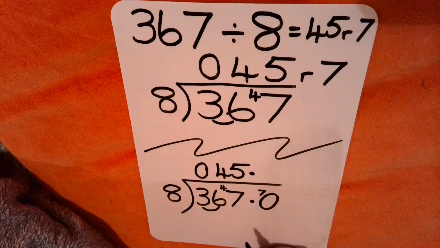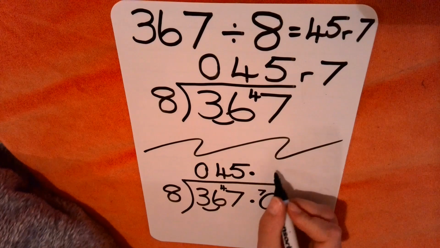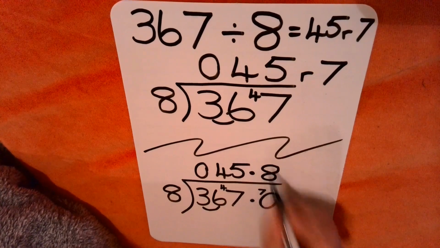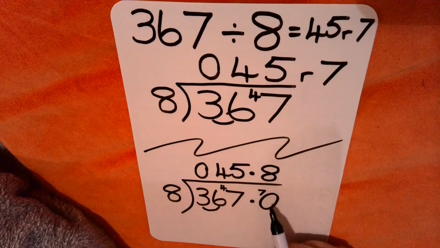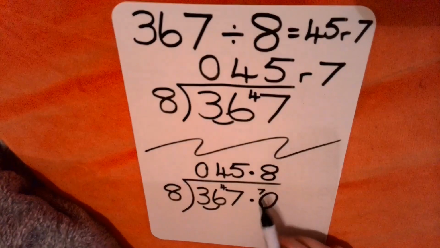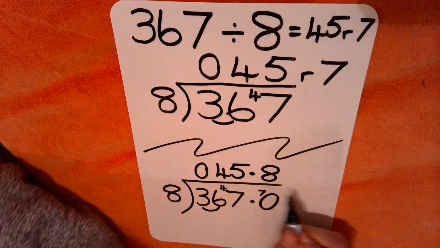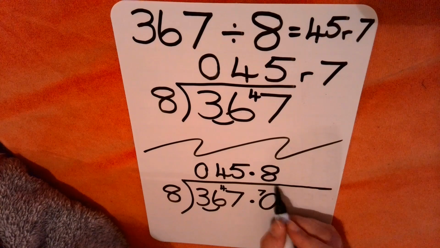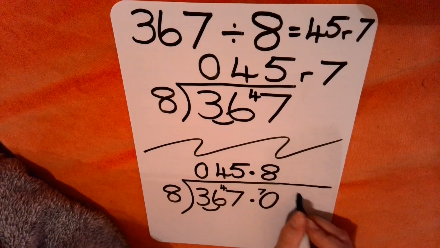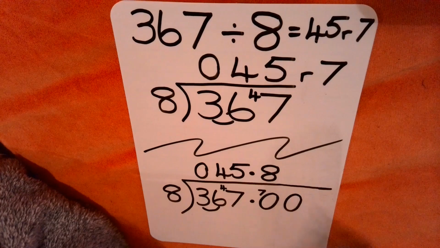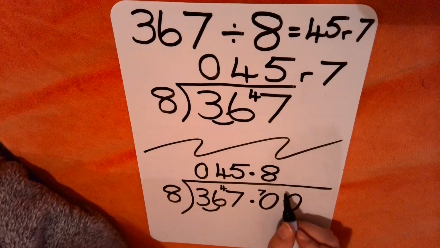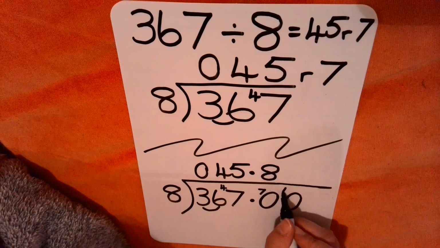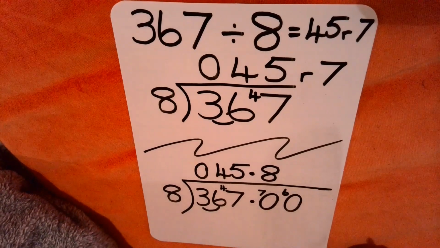I know that 8 into 70 goes 8 times, because 8 times 8 is 64. From 64 to 70, I have 6 remaining. So same again, I'm going to put another placeholder. I had 6 remaining. 6 tenths. 6 tenths is the same as 60 hundredths.